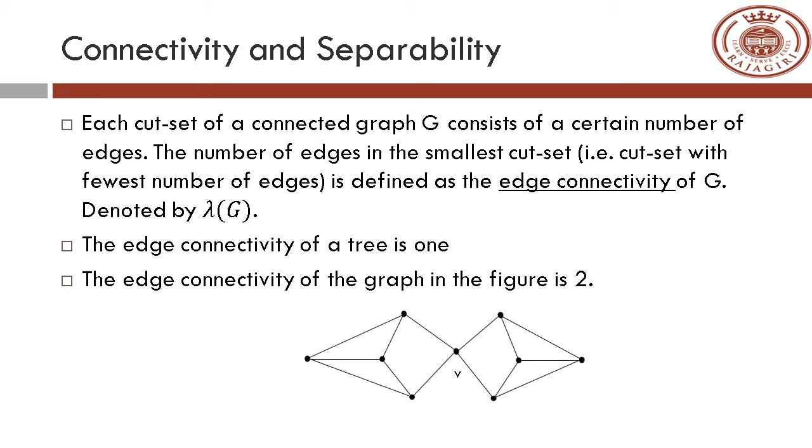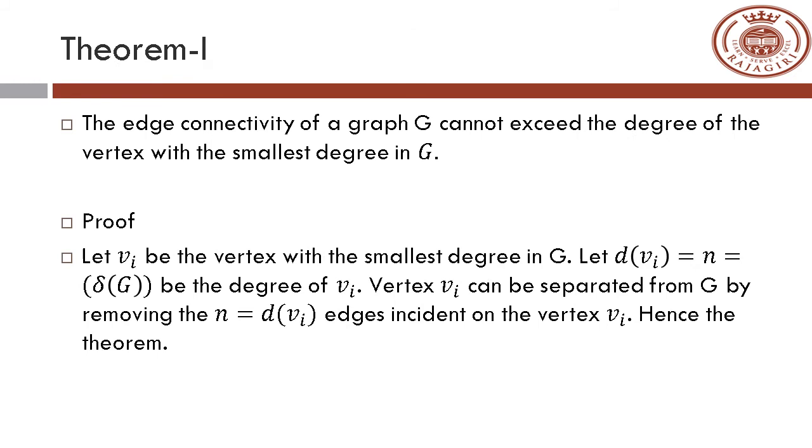The edge connectivity of the given graph in the figure is 2. If you remove any two edges from the graph, it will be disconnected into 2 parts. The theorem related to edge connectivity of the graph. Theorem 1, the statement is: the edge connectivity of a graph G cannot exceed the degree of the vertex with the smallest degree in G.